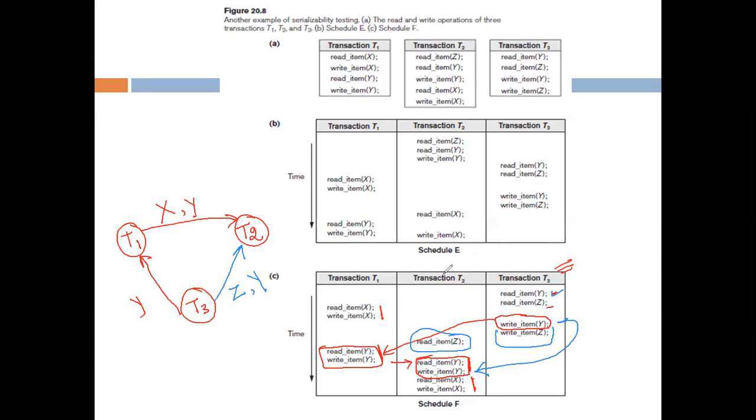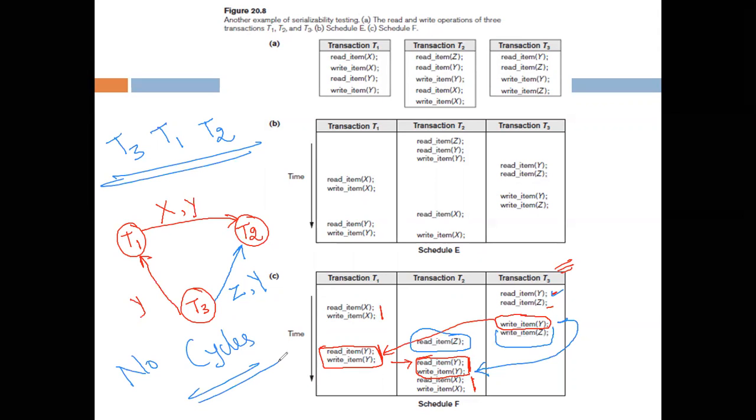For this particular one, does this graph contain a cycle? That's the question. If we start traversing from T1, can we reach T1 back? Since the edges are directional, we cannot reach T1 back. If we start from T2, we cannot reach any nodes. If we start from T3, again, we cannot reach back T3. The sequence of traversal we can write is T3, T1, then followed by T2. We cannot reach back. Since it contains no cycles, we can clearly say this is serial.